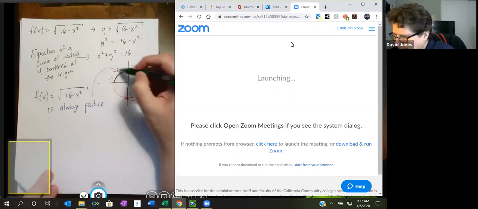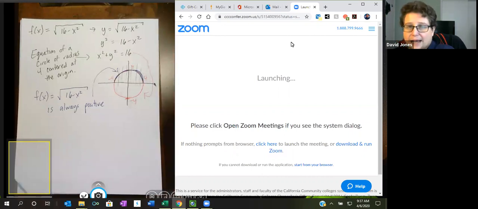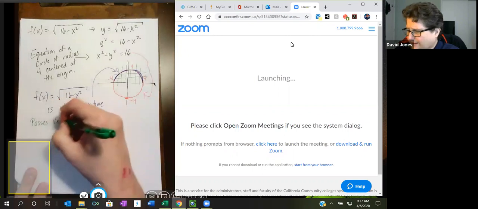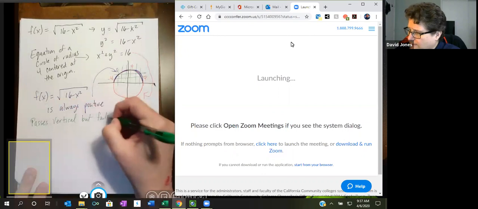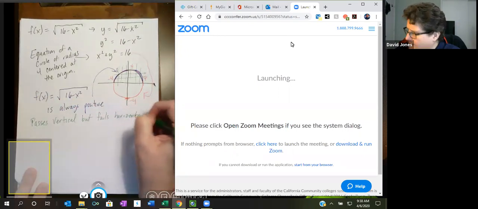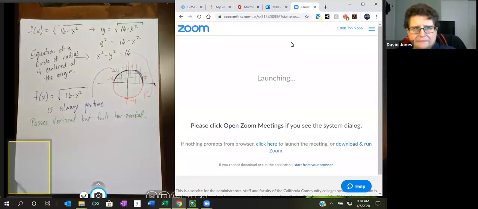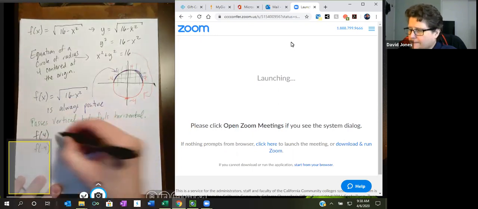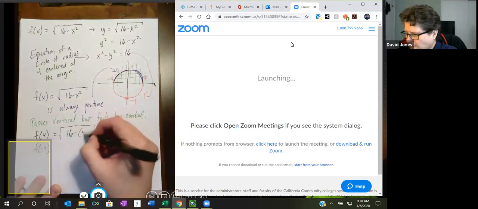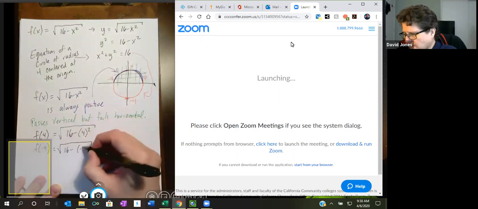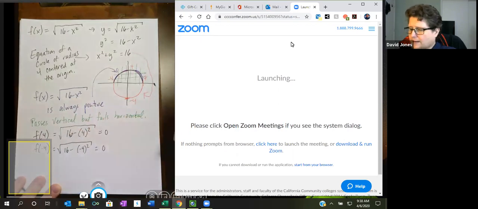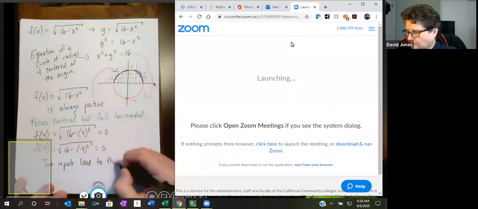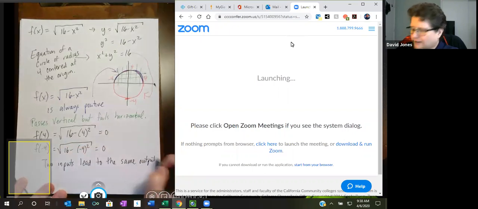And you'll notice it does pass a vertical line test, as long as we don't have the bottom half. It does not pass a horizontal line test though. Passes vertical, but fails horizontal. Another way to look at that is to evaluate f of 4 and f of negative 4. In both cases, we plug them in and we get 0. Two inputs lead to one output. That fails the horizontal line test.